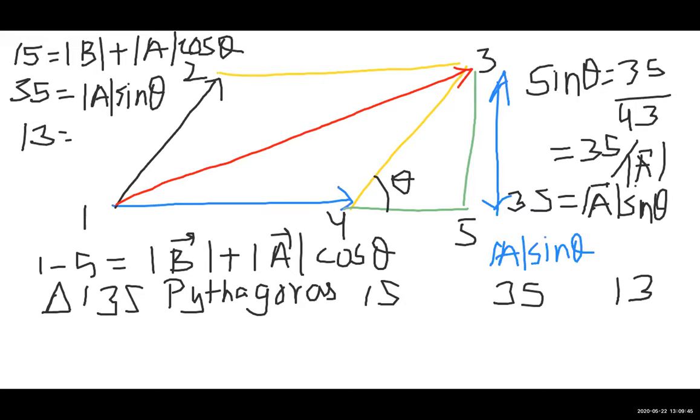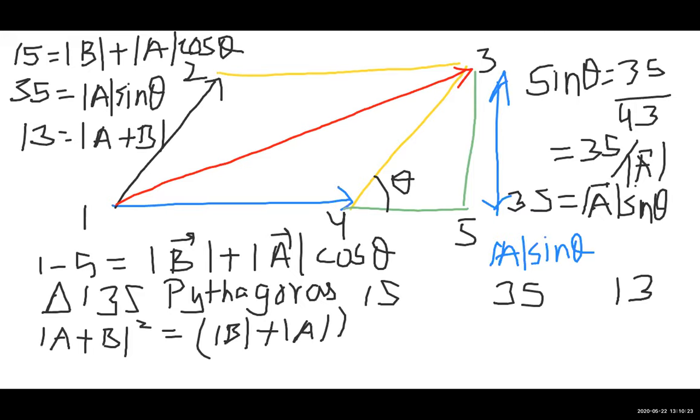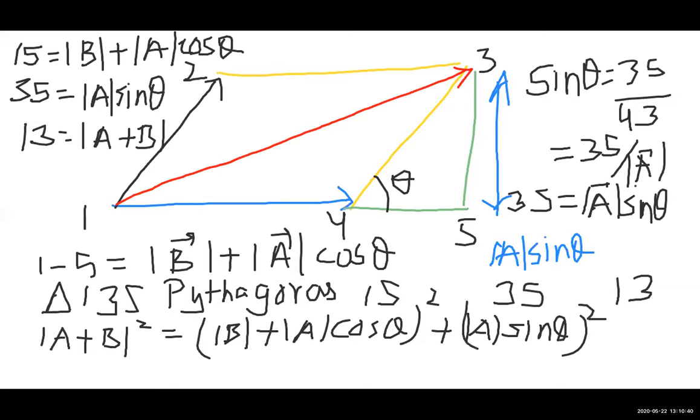Remember, what is 1, 3? 1, 3 is what we want to find out. It is not mod A plus mod B, no. It is mod of A plus B. Pythagoras mein use kar raha hu. Mod of A plus B whole square should be equal to mod of B plus mod of A cosine theta whole square plus mod of A sine theta whole square. Right?